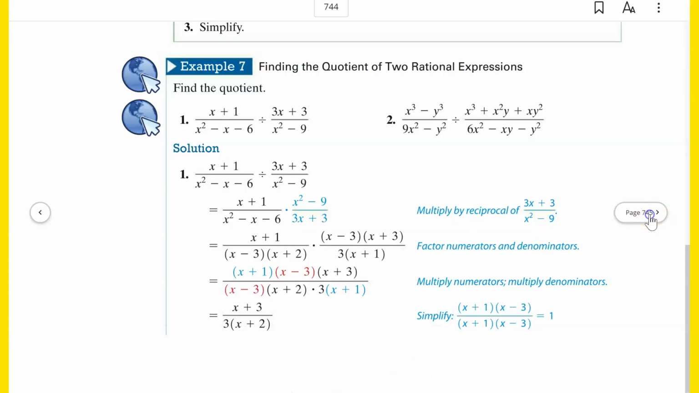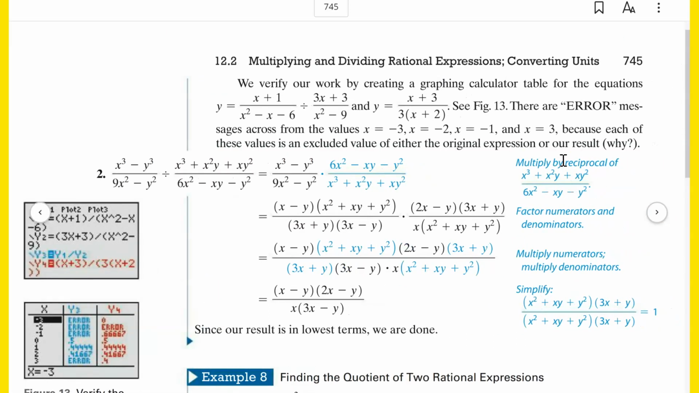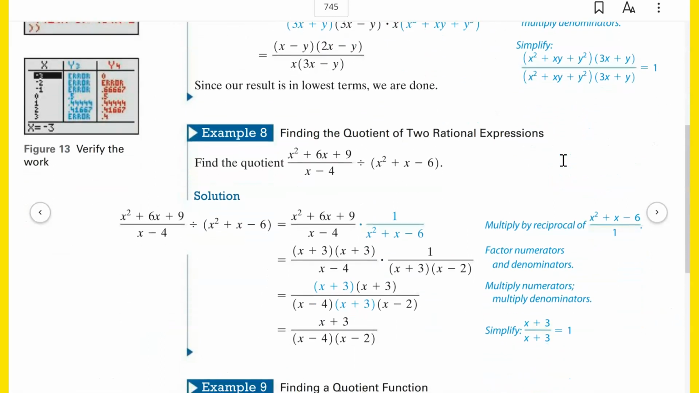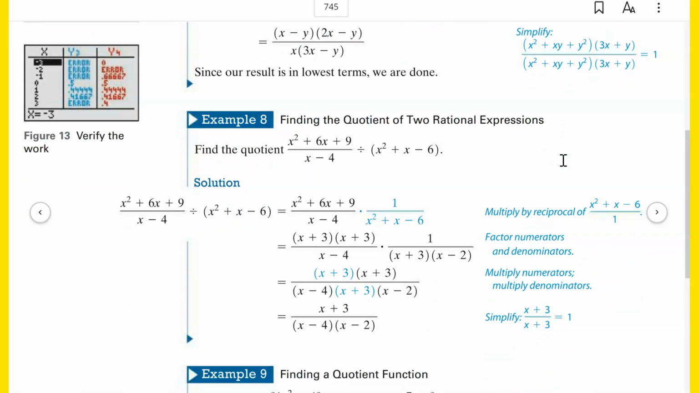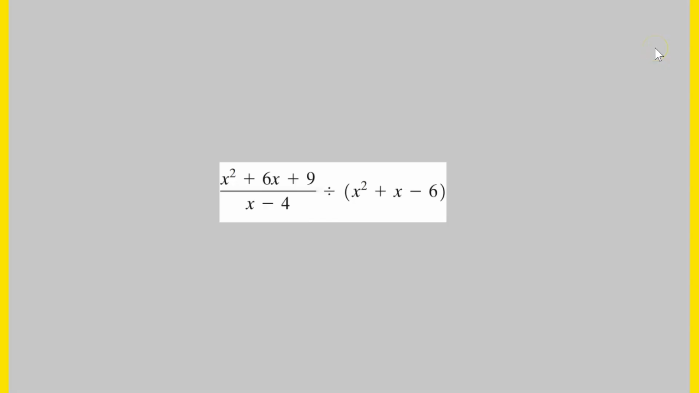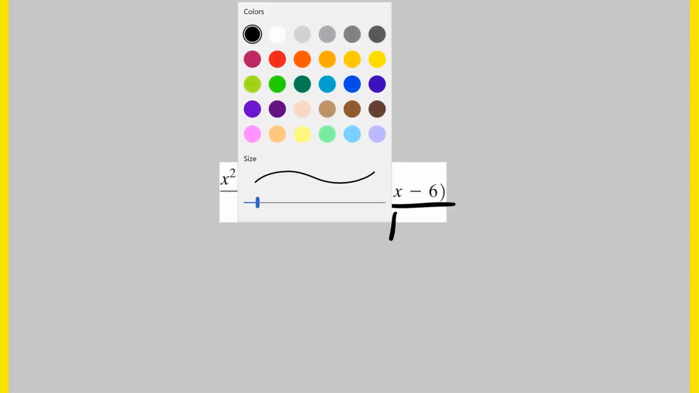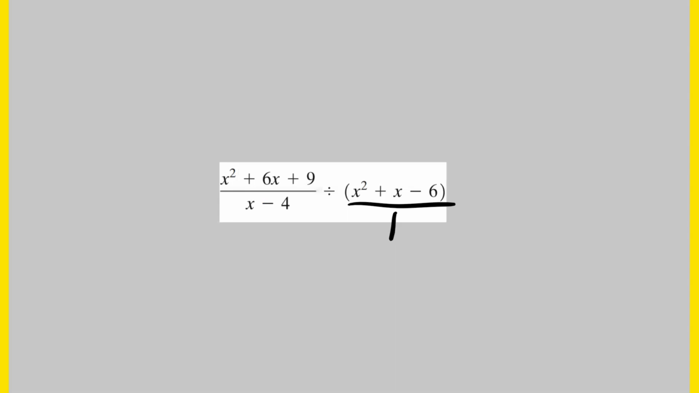All right, are there any more examples we can do? Let's look. I think there might be. Yeah, a few more actually. Remember the first thing I do here? I change it to multiplication and flip the second fraction. How do I flip this second fraction? There's nothing on the bottom. Well, yeah, there is. You can always put it as being over 1. Okay, so now we can flip that second fraction.